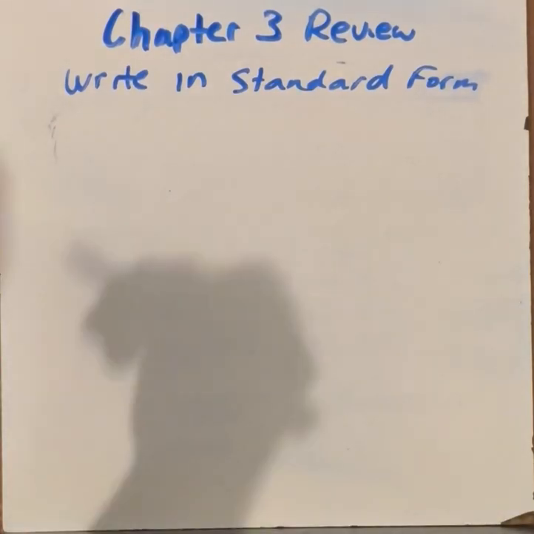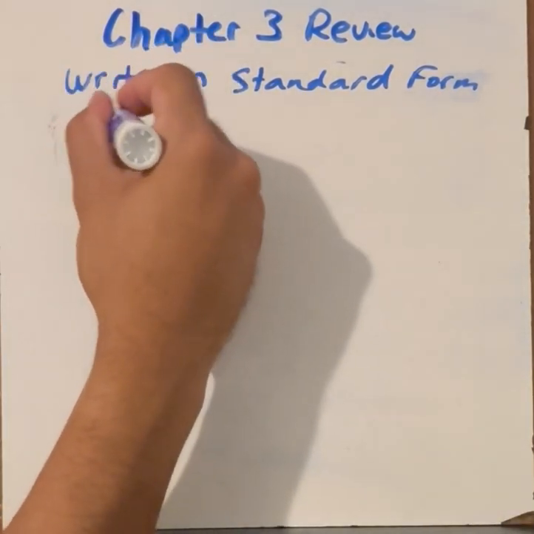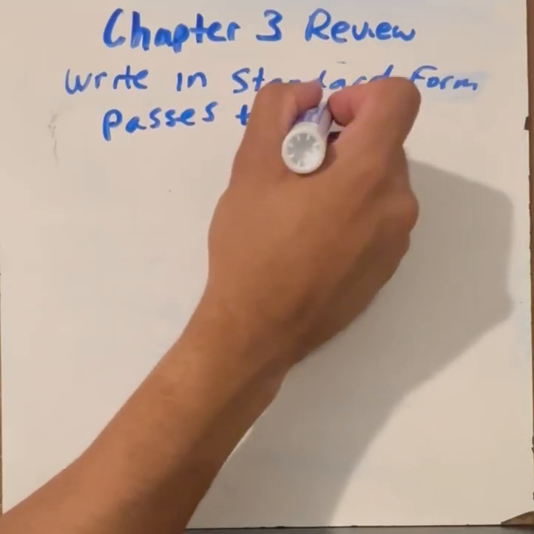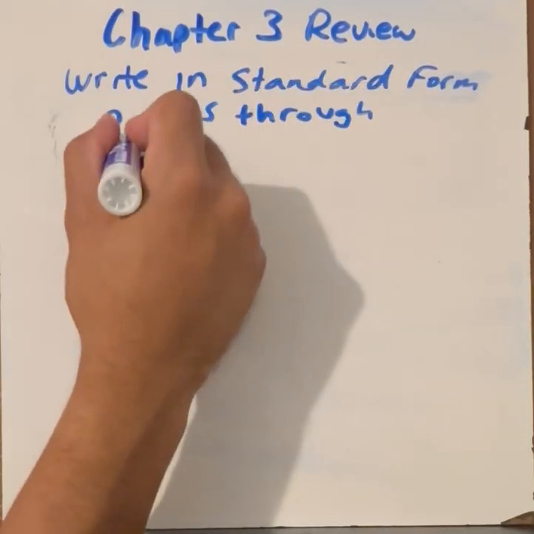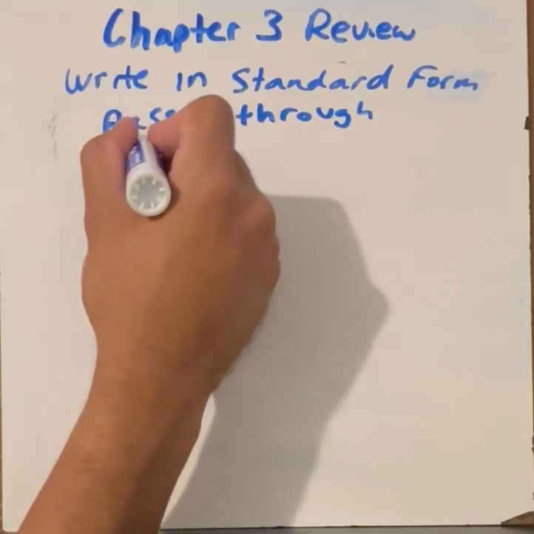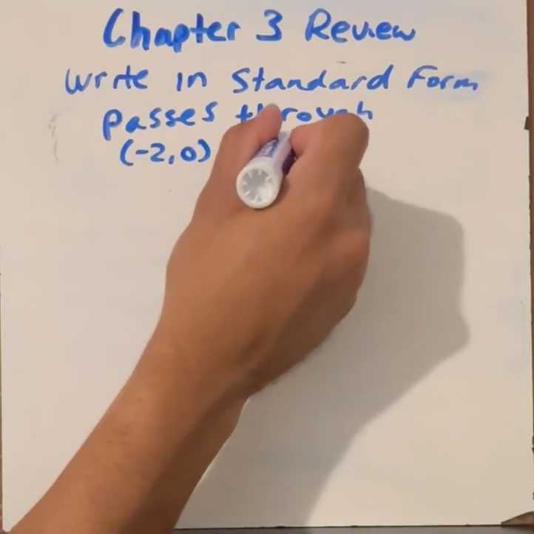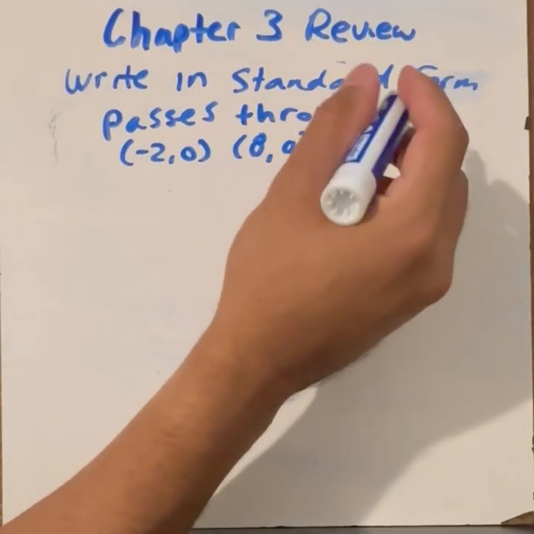Okay, so the next question says the parabola passes through, and it gives us a few points: (-2, 0), (8, 0), and (2, -24).